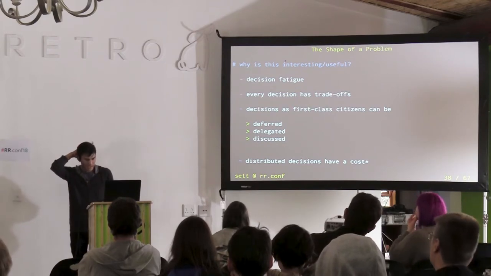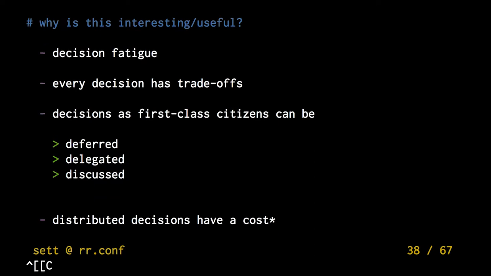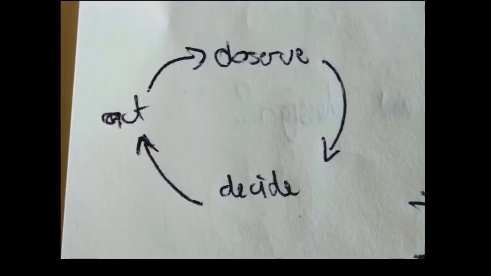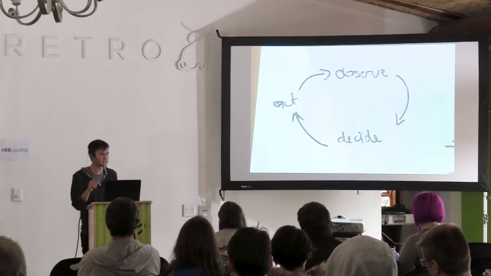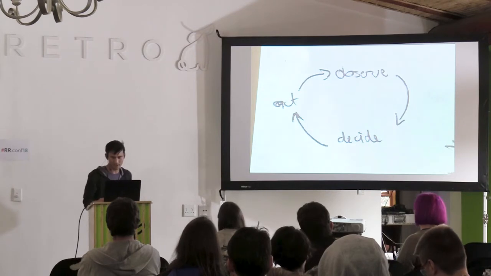So there's the other concept that distributed decisions have a cost. And I'm going to show you in the next few slides. And I apologize, I will need to find some graphic designer friends to help me write this stuff out. But anyway, imagine a decision would have this kind of feedback loop. You want to observe, you decide, and you act. In fact, in the military, there's the OODA loop, which is observe, orient, decide, and act. And they use that as well. But in essence, that's what it's about.